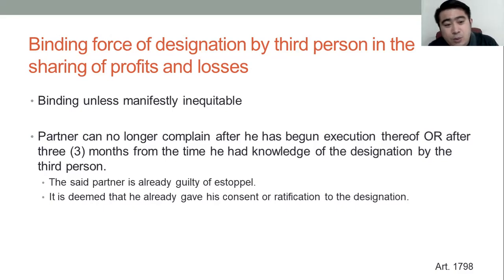So isa pa class, let's say alam ko na yung profit sharing pero 3 months na lumipas, hindi ako nagrereklamo. Hindi na ako pwede magreklamo, class, because I am already guilty of estoppel, and also, it's as if pumayag na ako or ni-ratify ko na yung designation. Kasi 3 months na lumipas na wala akong ginagawa, parang inaccept ko na lang yung profit sharing ratio na yan. So class, remember itong 3 months, na pwede ka magreklamo kapag tingin mo unfair yung designation ng third person. Itong 3 months, it only applies kapag merong third person na nagde-designate ng profits and losses sharing sa mga partners.